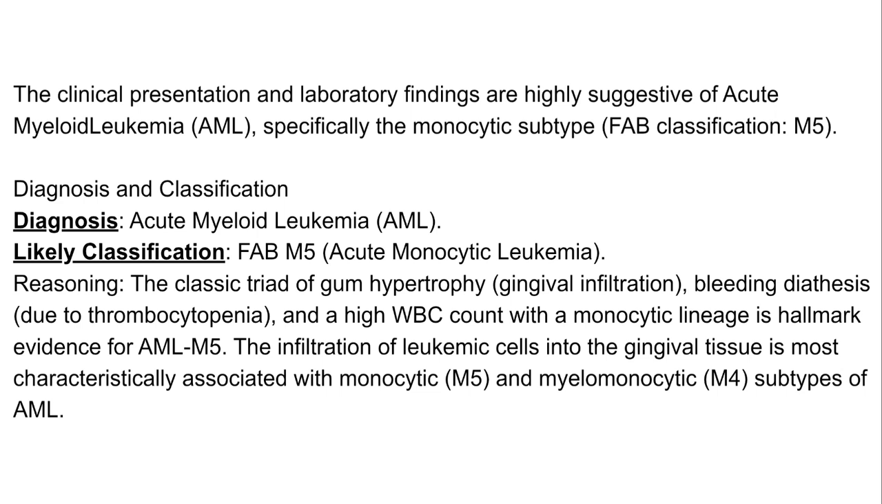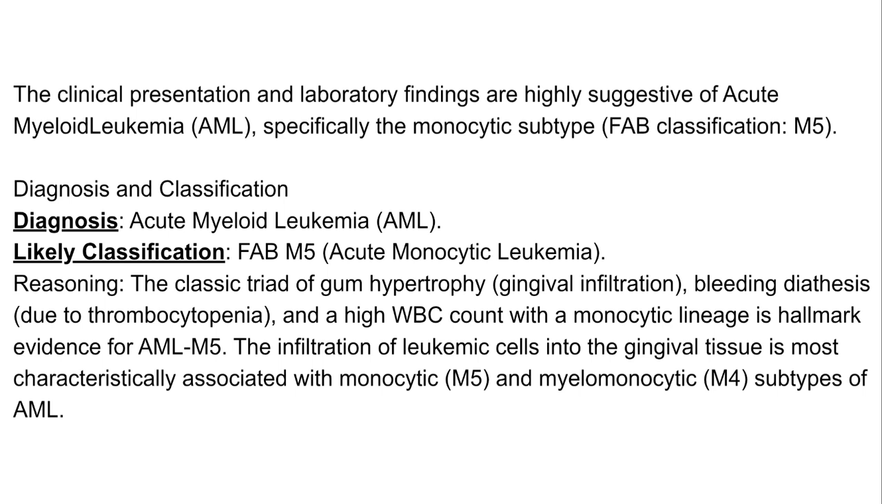Gum hypertrophy, or gingival infiltration, in conjunction with bleeding diathesis due to thrombocytopenia. This occurs because the leukemic cells often invade the gingival tissues, which is a hallmark of the monocytic lineage found in AML-M5. Now, let's focus on the elevated white blood cell count. This is not just any increase, it's a pronounced rise that aligns with the monocytic lineage, further confirming the suspicion of AML-M5.